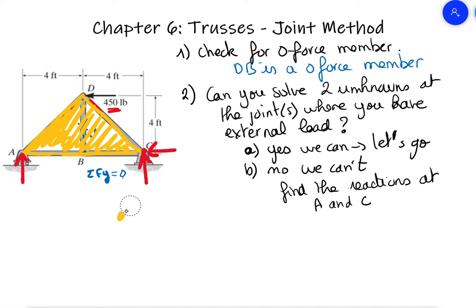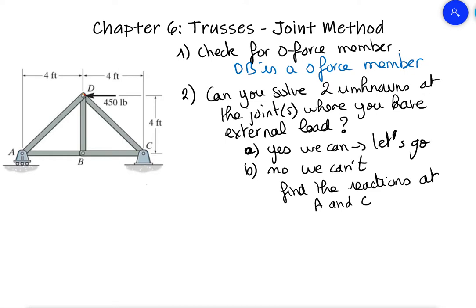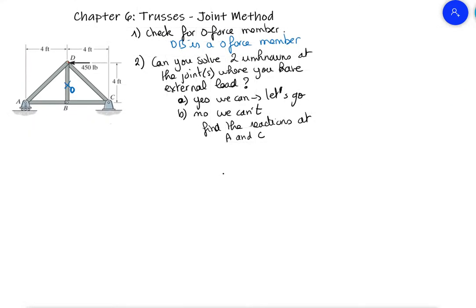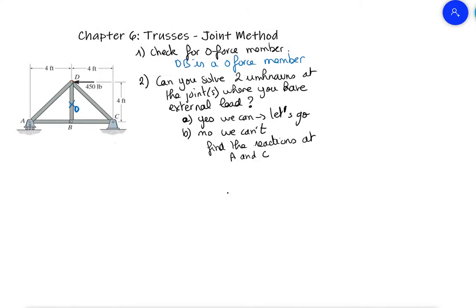So let's remove that, and let's not do that. Let's make it the easiest way. Don't forget that this one is 0, so we don't consider it. Can we solve for two unknowns at the joint where we have external load? Yes, we can. So let's solve for D. First, the free body diagram. I will have a lot of things to write, so I will write my steps on the left and do it there.